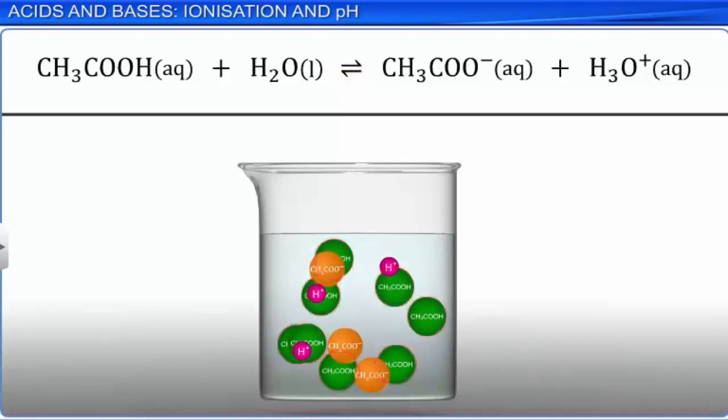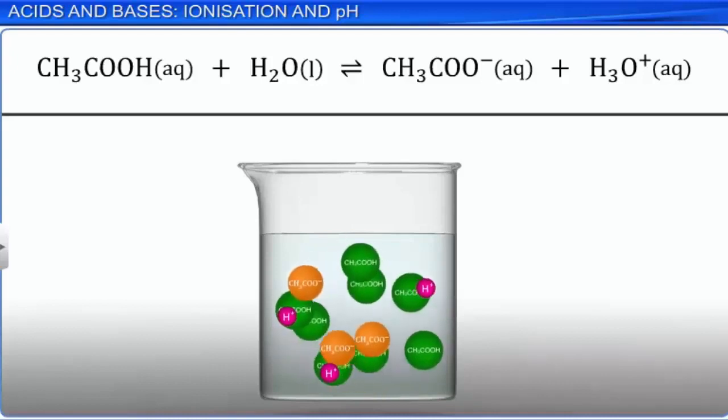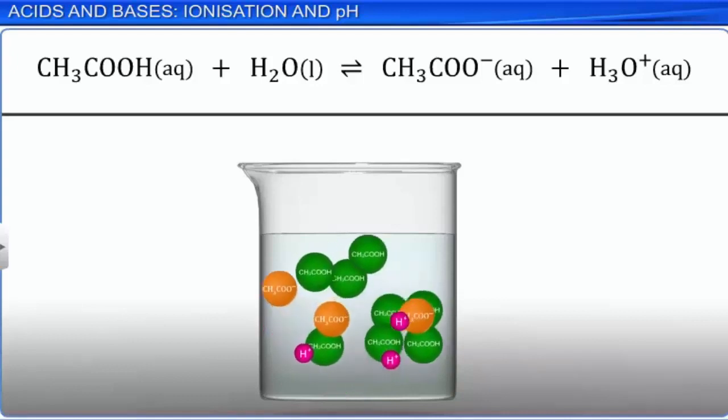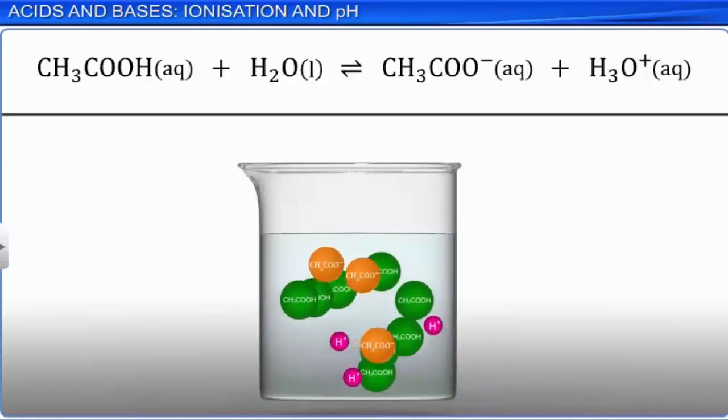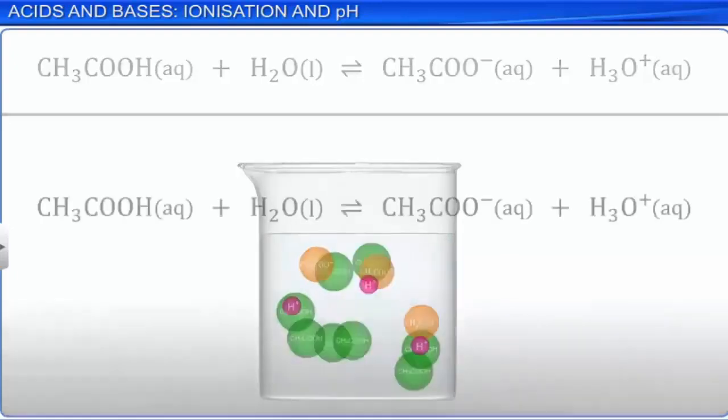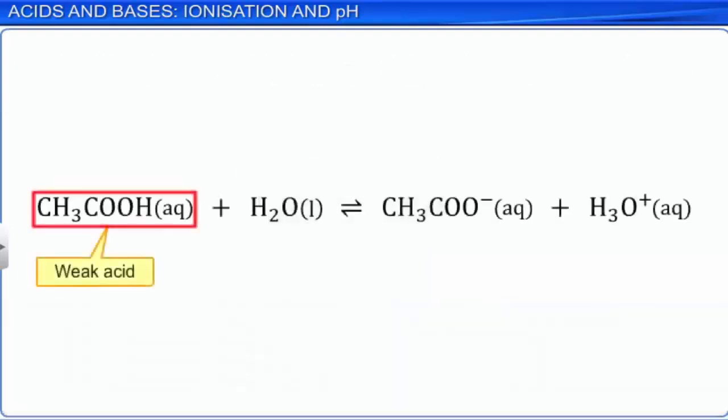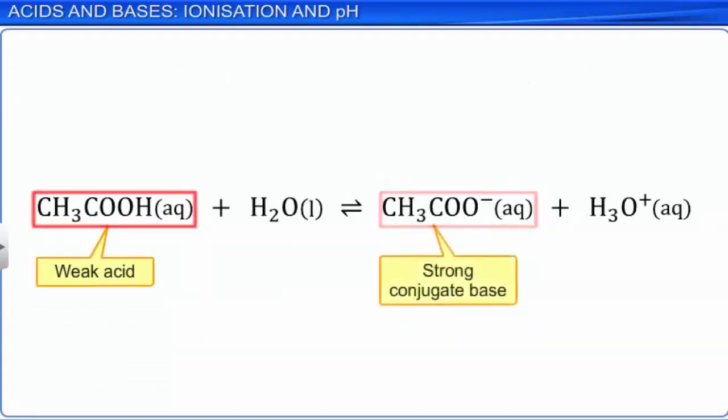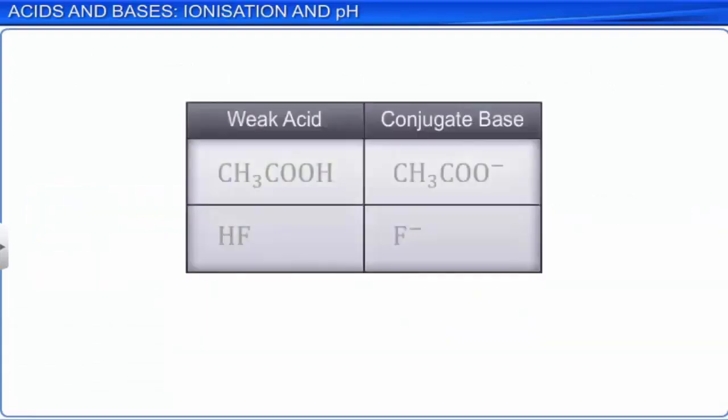This clearly indicates that the acetate ion strongly attracts the protons in the water, and thus it is a strong base compared to the water molecule. Hence, you can infer that a weak acid has a strong conjugate base. Weak acids like acetic acid CH3COOH and hydrofluoric acid HF have very strong conjugate bases like acetate ion CH3COO- ion, fluoride ion F- ion respectively.